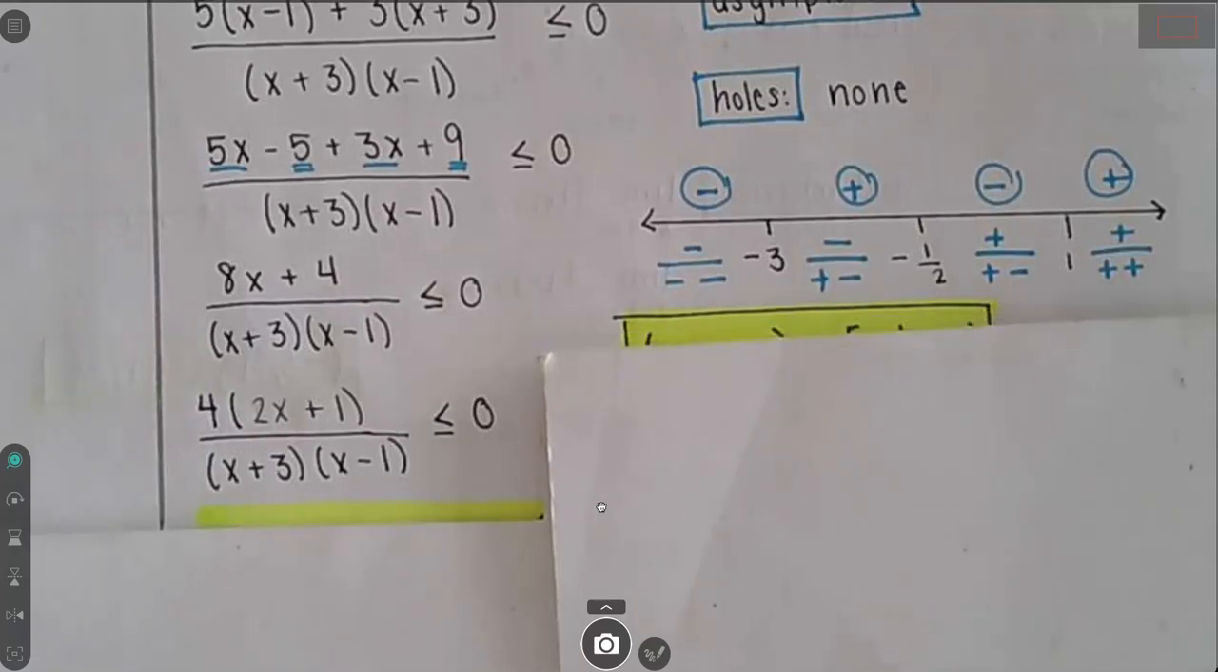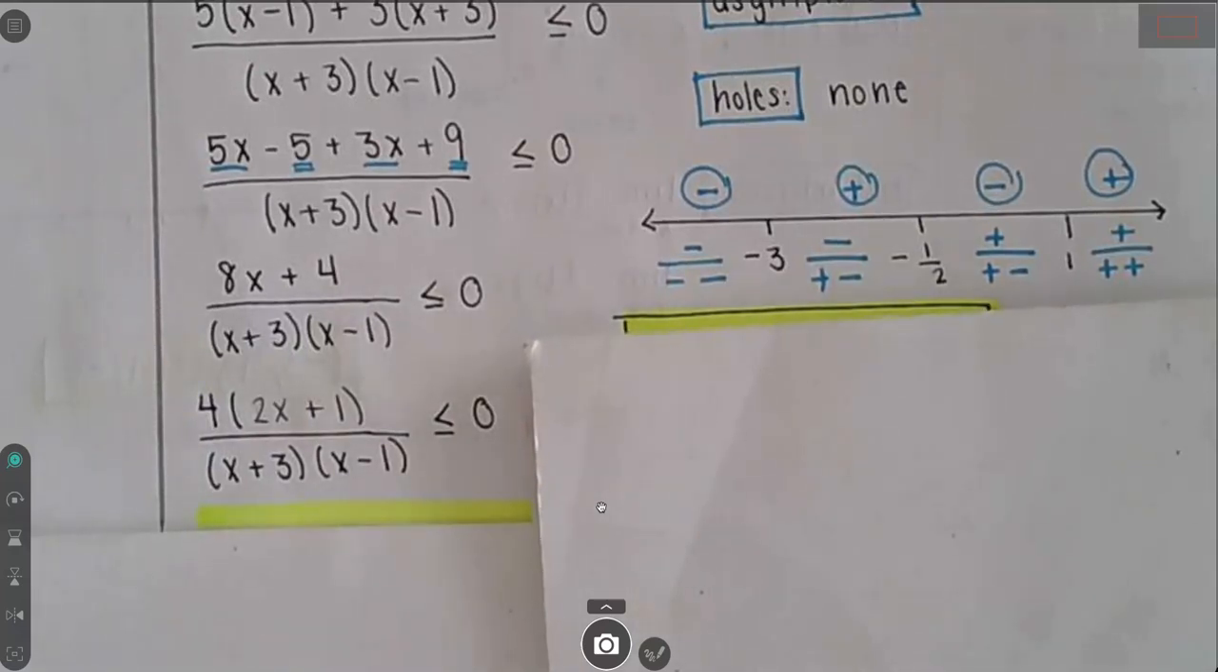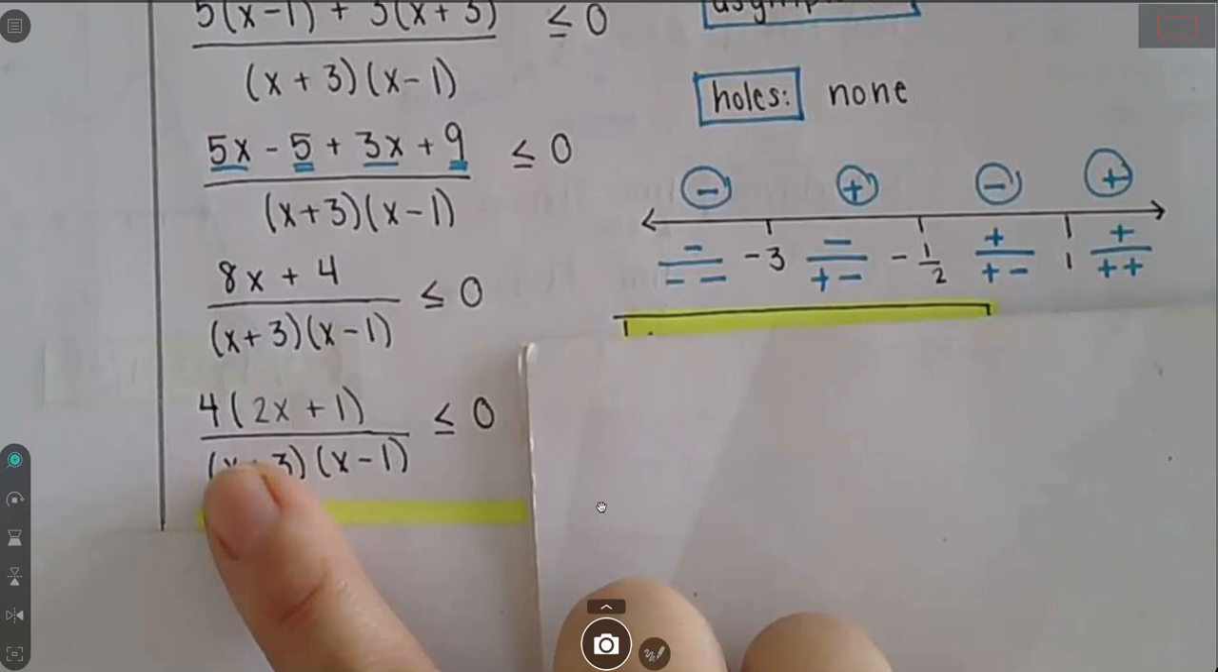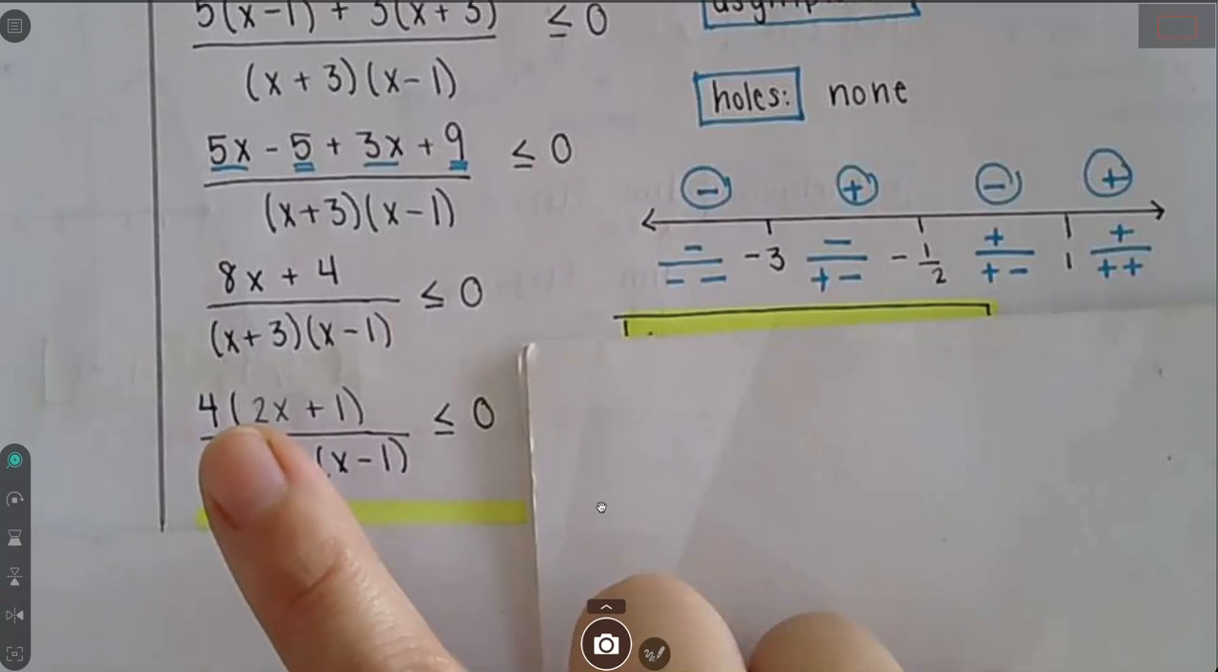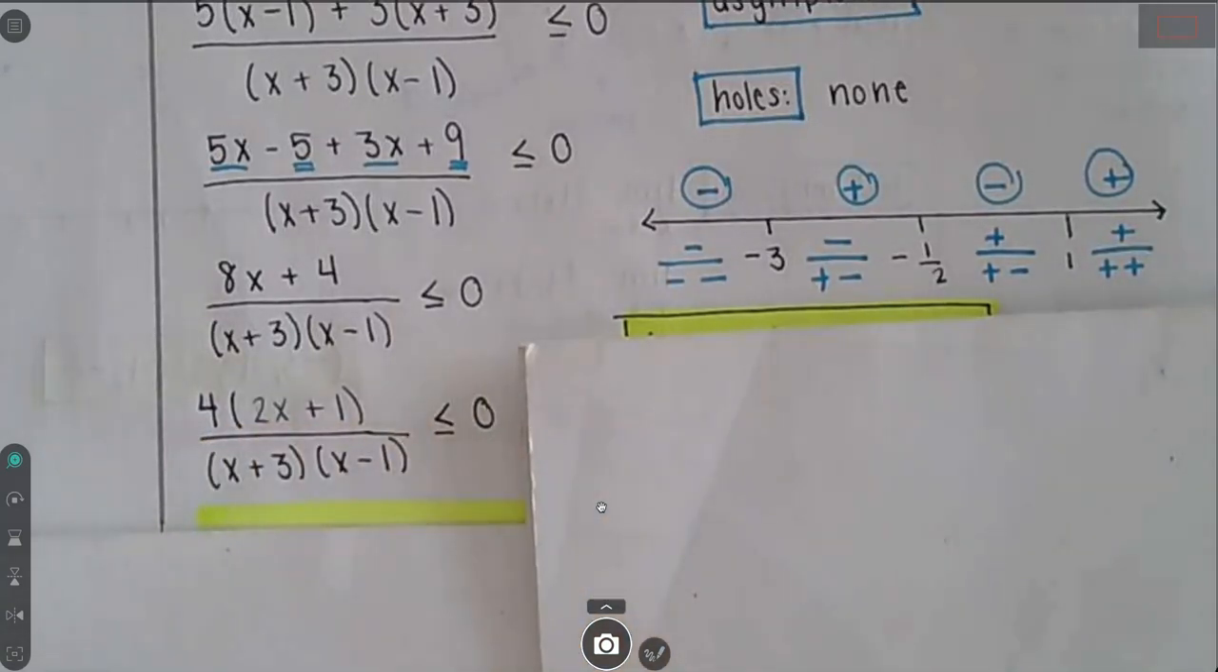I don't really understand. Which part? So you're asking if it's necessary to pull out the 4, and I'm saying in this case, no, but in a different problem, maybe. I would recommend on these, factor it completely. If you're going to use a sign chart, you want to factor it completely.